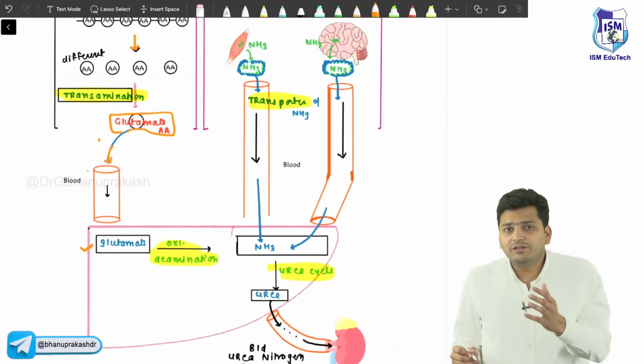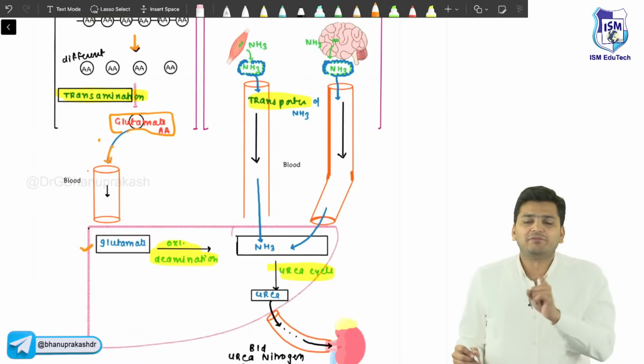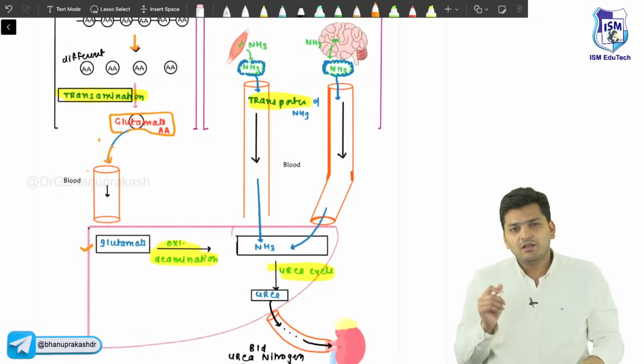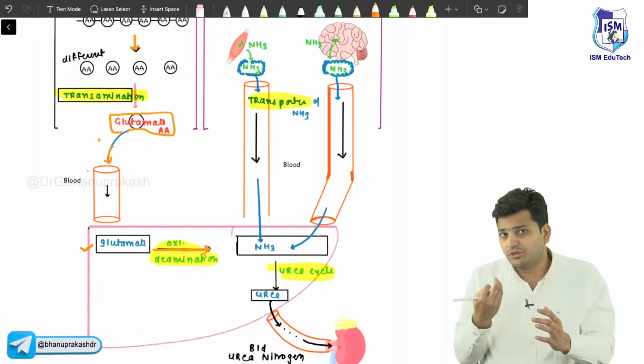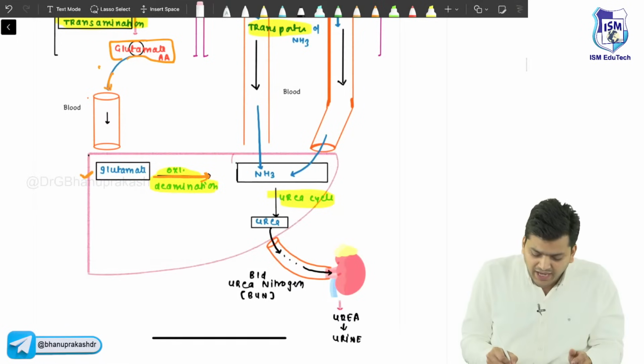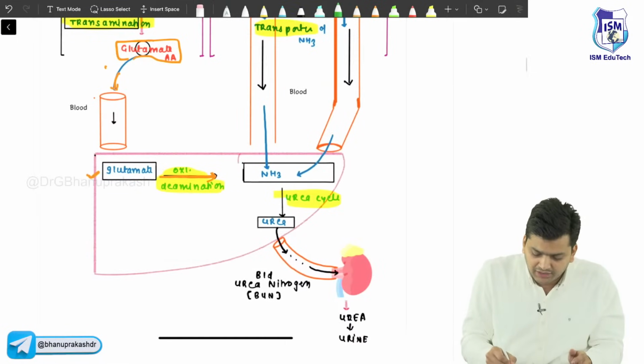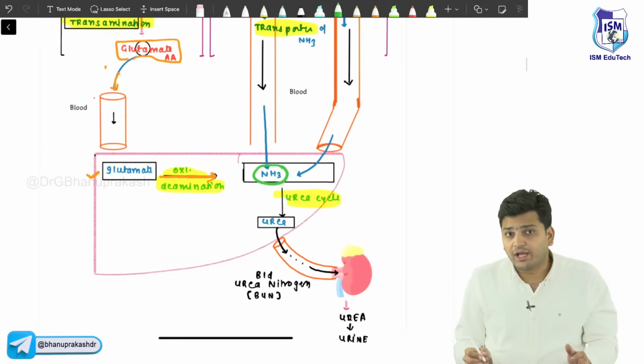Why are we sending all the things into the liver? Because the liver is the only organ which can convert ammonia into urea. Now what the liver will do is, out of this glutamate, we are going to take out the ammonia. The ammonia will be taken out and this ammonia will be here in the liver, which will convert into urea.